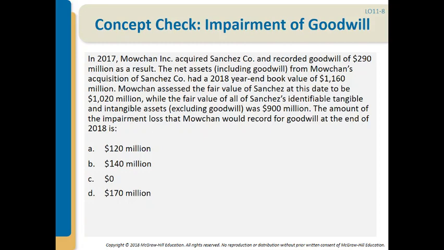If you've got recorded goodwill at 290 and the implied fair value of goodwill is 120, then you're going to have to take an impairment loss here of $170 million.